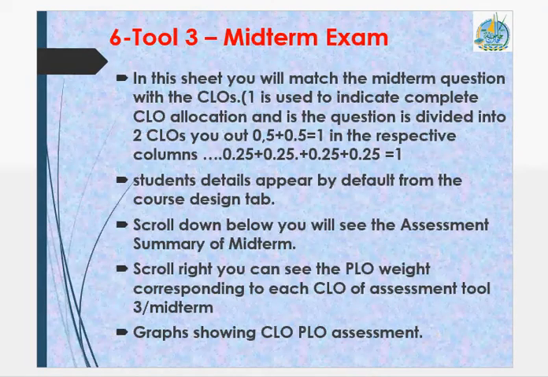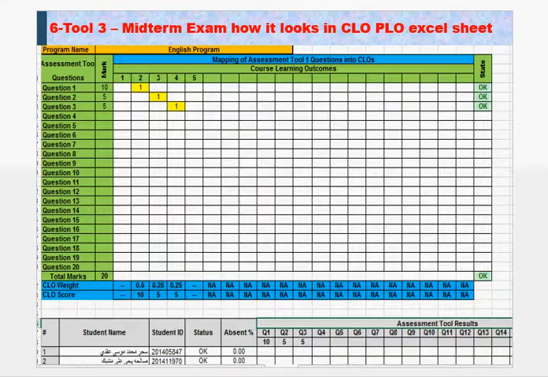Now tool 3, I have related it to my midterm. It is also the same, so it will give you how you will map your midterm questions with the CLOs. The students' details appear automatically. It has the assessment summary of your midterm, and the CLO PLO assessment with the graph. This is how it looks. See, my question 1 is 10 marks because it is objective, and I have focused this question on what? My CLO 2.